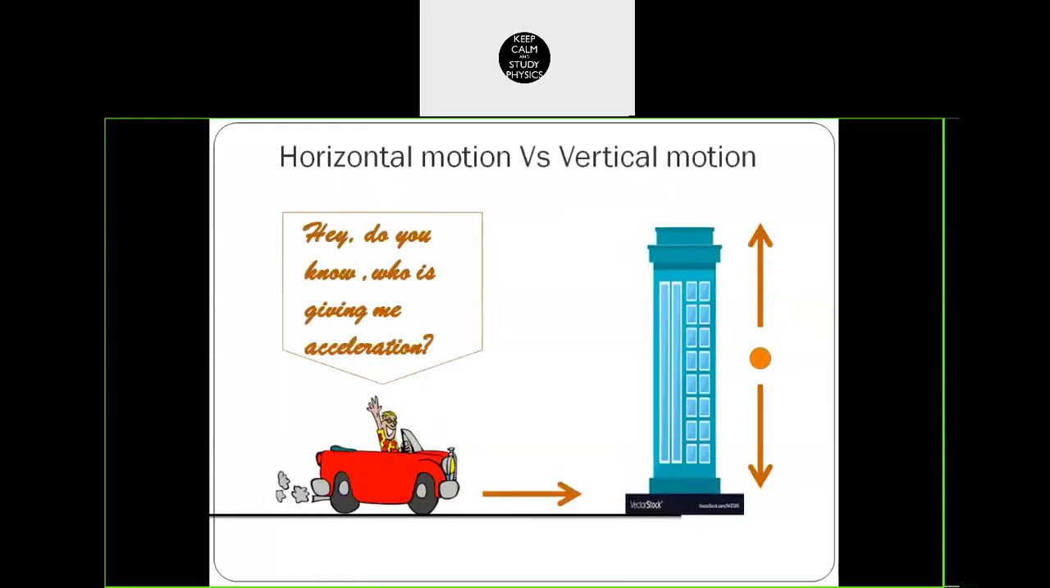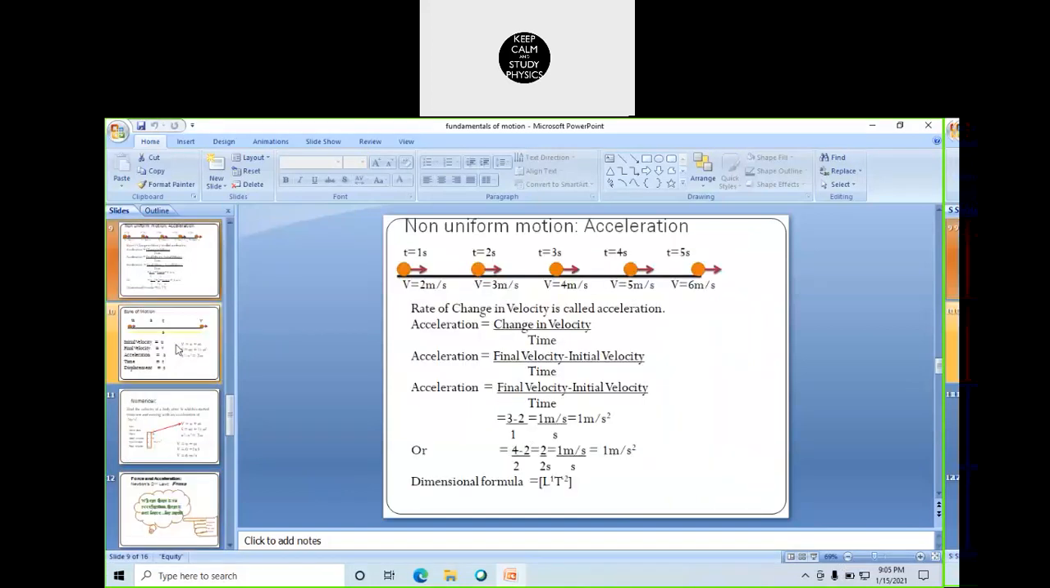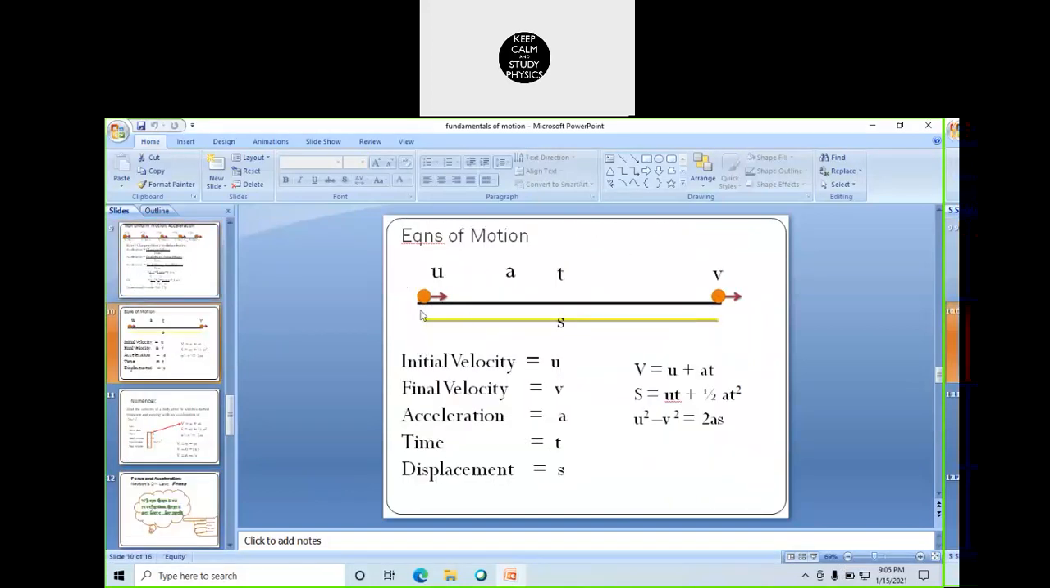Now we compare horizontal and vertical motion. For horizontal motion, the problems we have just discussed. Suppose you throw a ball, then there is an acceleration produced in the ball. Acceleration is there, means some force must be there. Who has given that force?